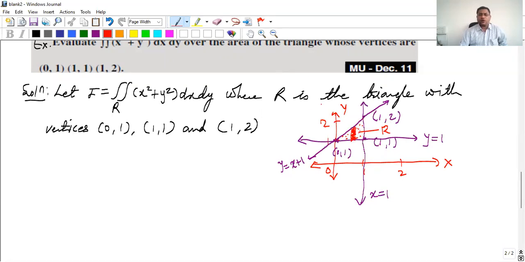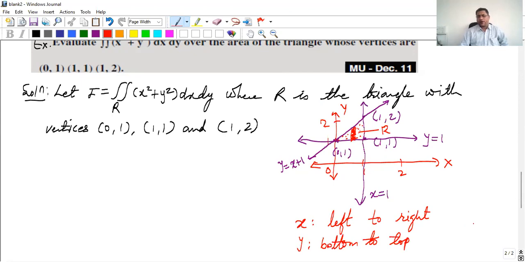Now, when we think of x, the limits of x are always from left to right, and the limits for y are always from bottom to top. This is a general thing that you need to understand: how to choose the limit of x and the limit of y.